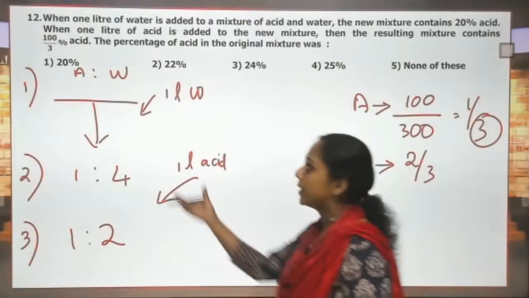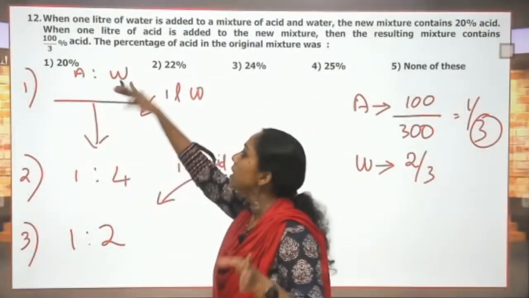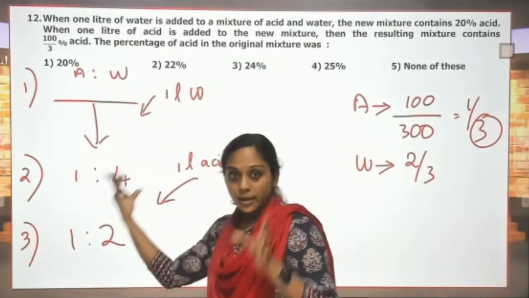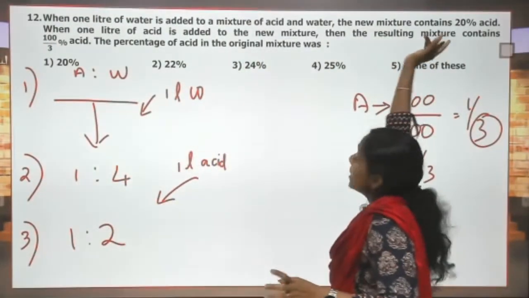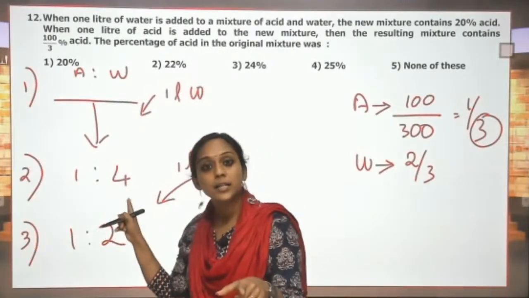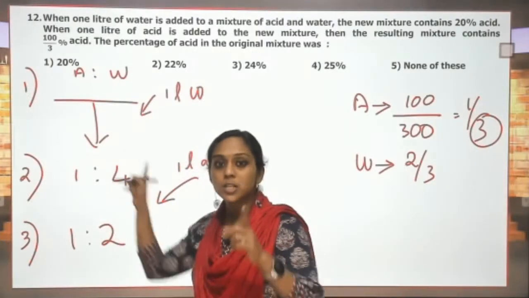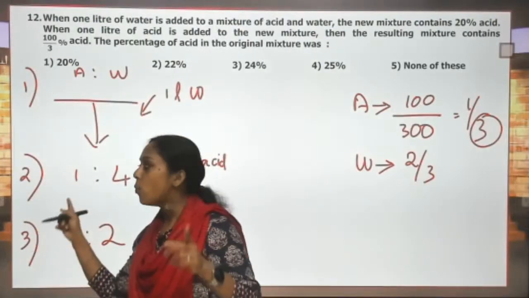Once again I will explain. Initially there was a mixture with some ratio of acid to water. To that I am adding 1 liter of water. I got a second mixture, and in that second mixture what was given? It contained 20% acid. 20% acid means the remaining will be water, so that is 80%. 20:80 is 1:4. So you got the second mixture as 1:4.